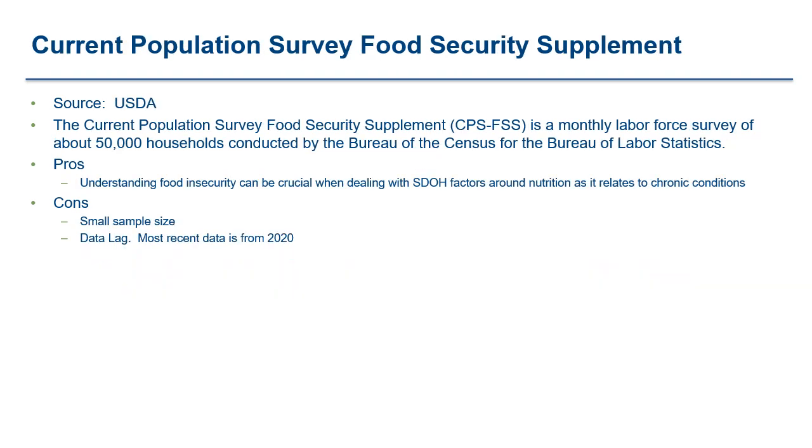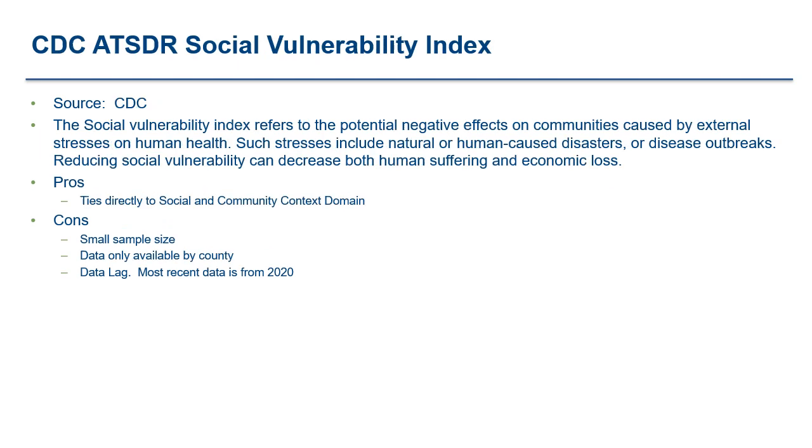Then you have the Current Population Survey Food Security Supplement. This is out of the U.S. Department of Agriculture, and this gets into issues around food security, which definitely relates to social determinants of health. But it is a fairly small sample size, and the most recent data I believe is also 2021 now.